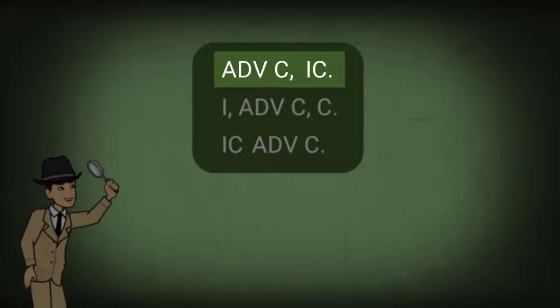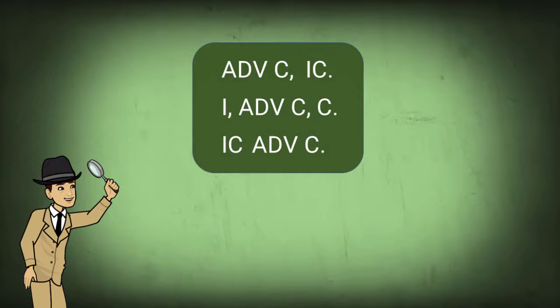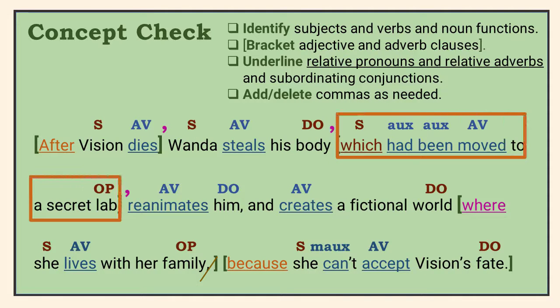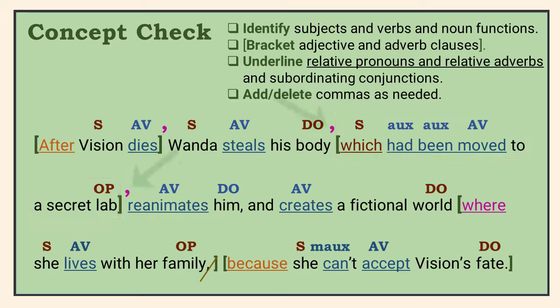Flashback alert. Did you remember the comma at the end of the adverb clause? Here's a quick review of the patterns for commas with adverbial clauses. Back to our sentence. The next clause is adjectival. It begins with the relative pronoun which, standing in for body and functioning as a subject in this clause. It gives non-essential information about the body, so commas on both sides.